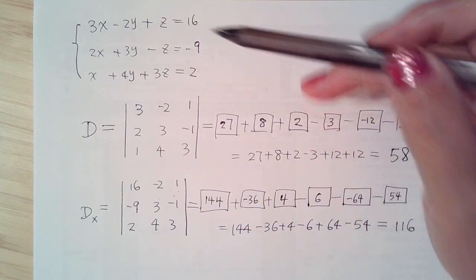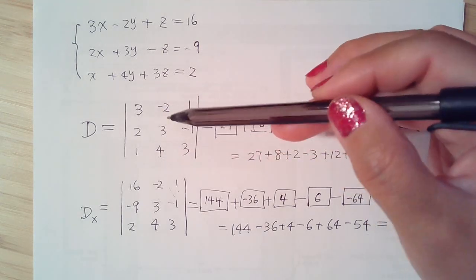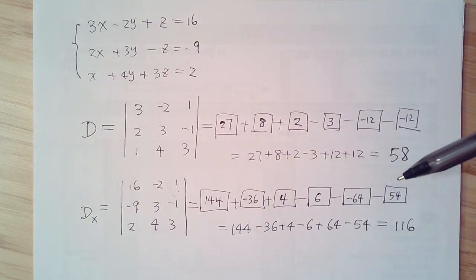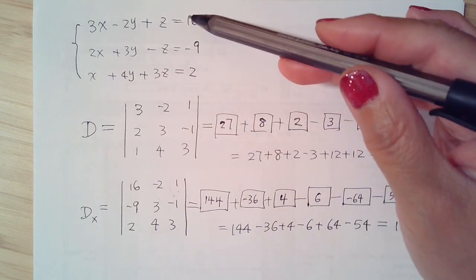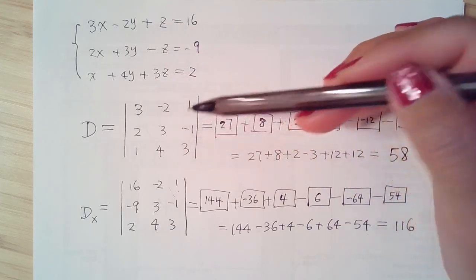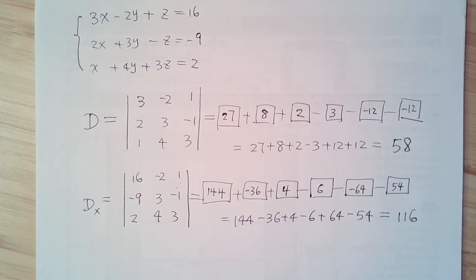Same thing, you use the 16, negative 9, and 2 to replace this column, and then to find the determinant with the train method, you get a dy. And the same thing, you use this to replace the 1, negative 2, and 3 in the last column, and you get dz. Once you get that, your x will be dx over d, your y will be dy over d, and your z will be dz over d. That is how beautiful this Cramer's rule is.